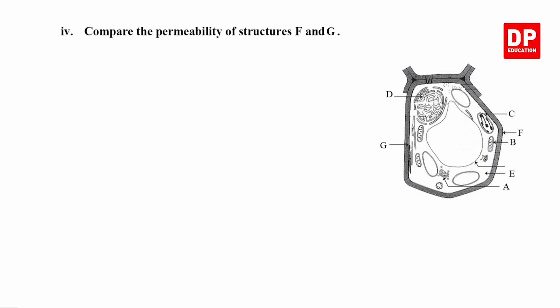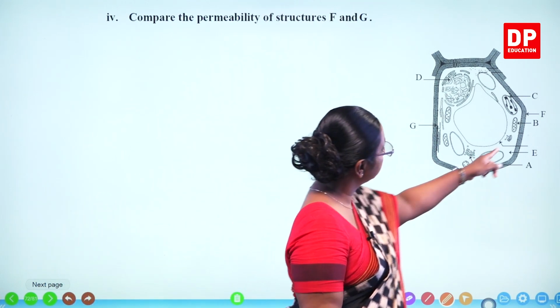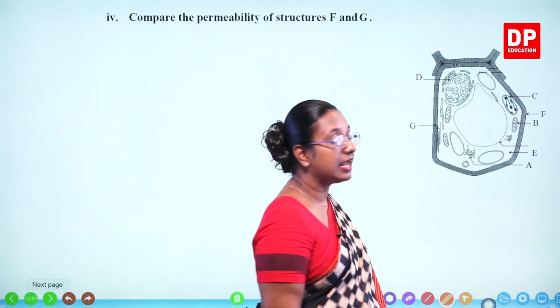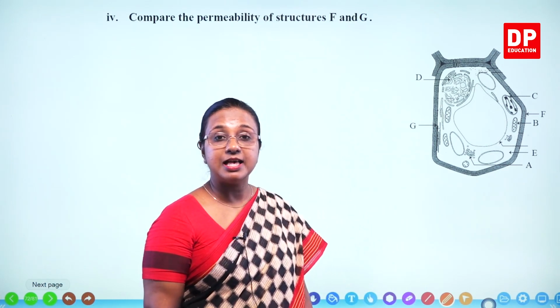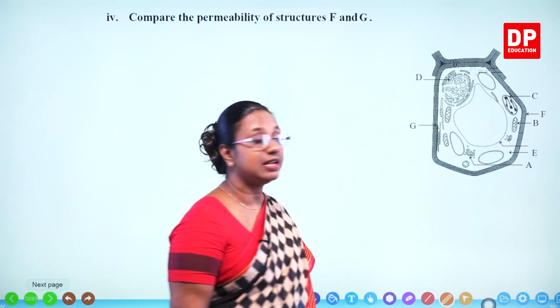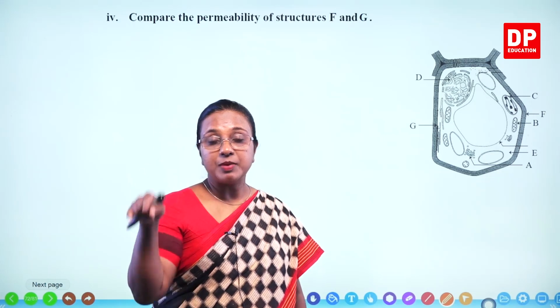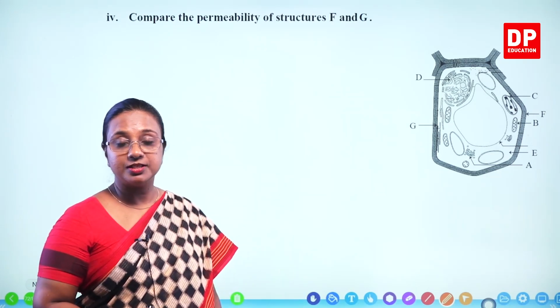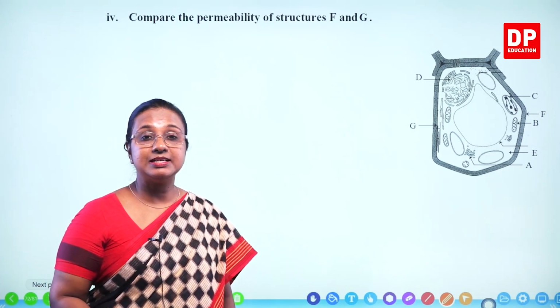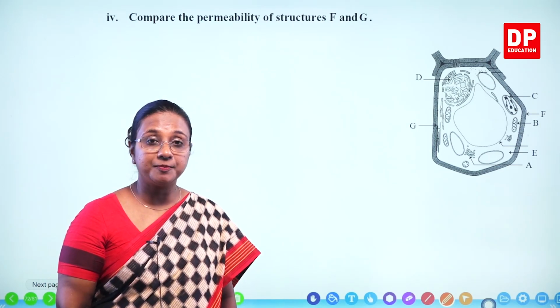Next question. Compare the permeability of structures F and G. So here from the diagram we have already identified F. It is the cell wall. And what is G? It is the second layer inside the cell wall. Second boundary that is present for the cell. And that is the cell membrane or the plasma membrane.